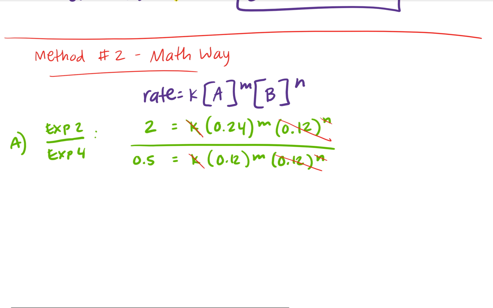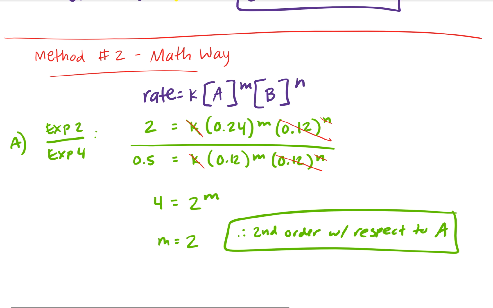2 over 0.5 is 4. And then 0.24 over 0.12, that's 2. And that's going to be raised to the power of M. And then I solve for M. 2 to what power would give me 4? M must equal 2. So therefore, this is second order with respect to A.